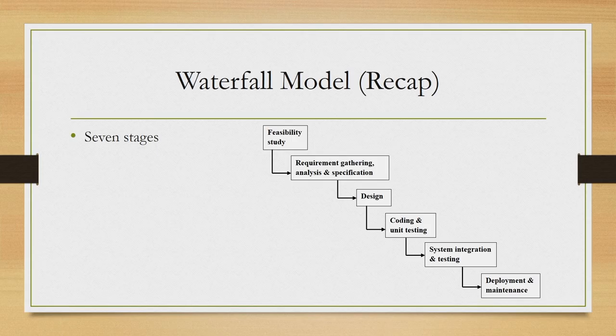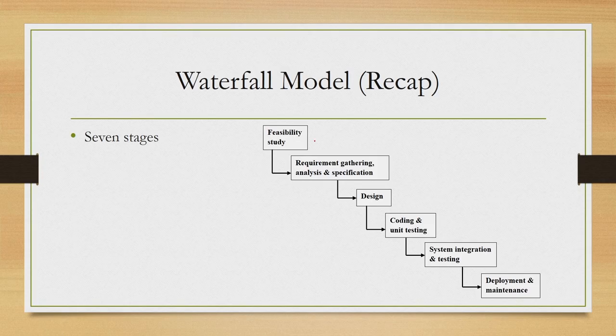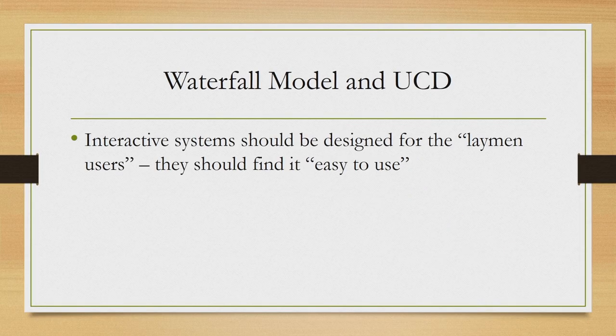So, earlier we learned about the waterfall model, which is the most well known and fundamental of all the software development lifecycle models. It consists of 6 or 7 stages: feasibility study, requirement analysis and specification, where we identify and specify the requirements, design, coding and code testing, system integration and testing, deployment and maintenance. So, with these stages followed one after another, we can build and deploy any software. That is the idea. Now, our concern is software to be used by layman users.